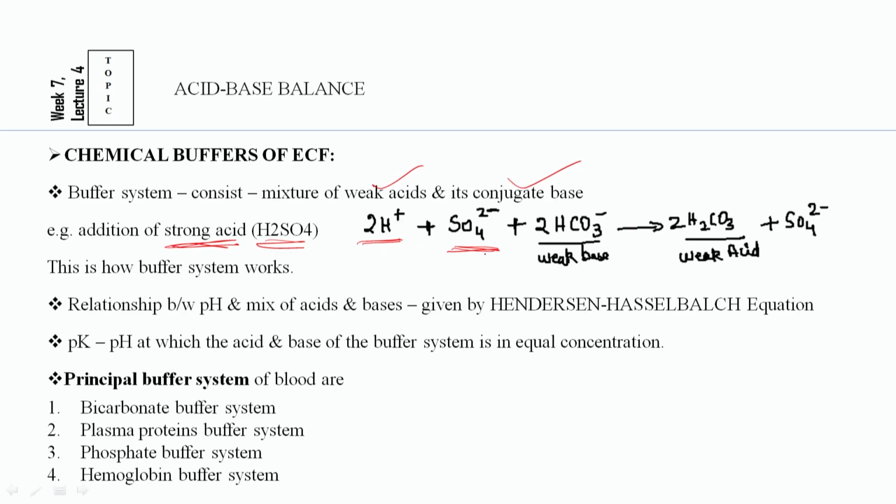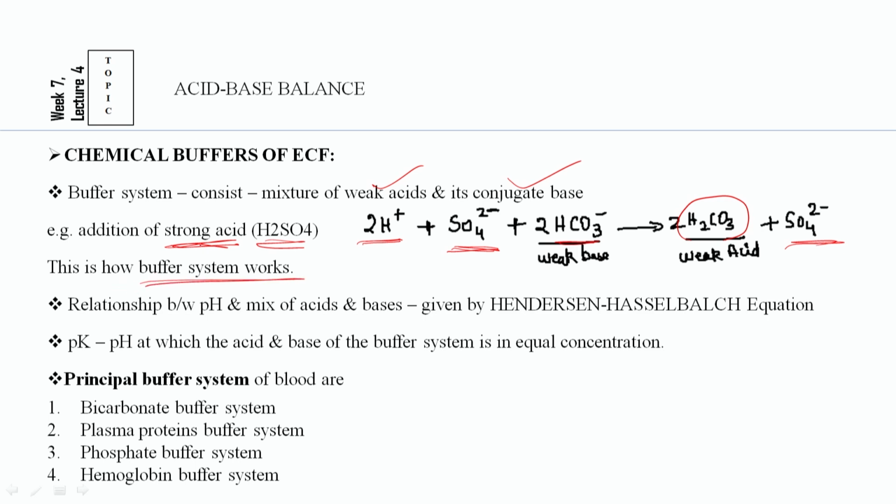So the H2SO4 reacts with a weak base. Weak base means, as I told you, the one which bears the bicarbonate ion. So it will react with the two bicarbonate ions and ultimately forms a weak acid, that is carbonic acid, H2CO3, by liberating the SO4 2-. So this is how the buffer system works.